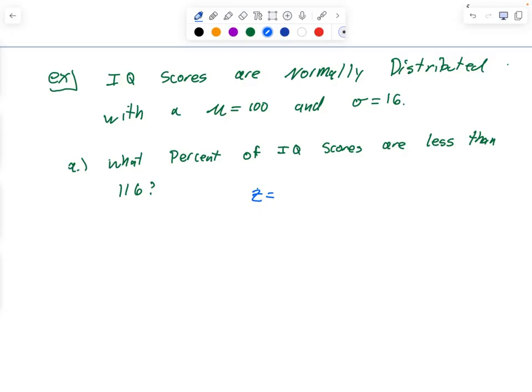So in my graph, here's the center, where 100 is. I am looking for the area below this z-score of 1. Like this. Okay? So is my answer going to be less than or more than 0.5? We're looking for the area.